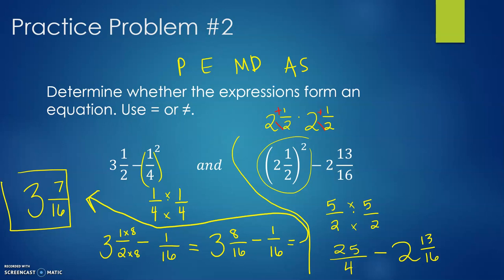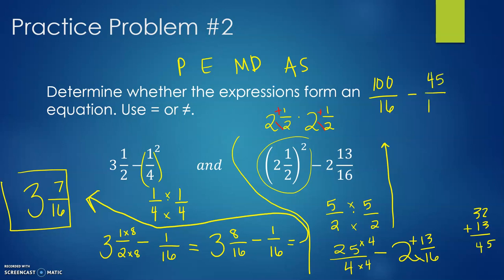I know that I can easily make 25/4 into 16ths multiplying by 4, and I have to also do that on the top. So I'm going to come up here to continue. That's going to be 100/16 because 25 times 4 is 100 and 4 times 4 is 16. And then I'm going to make this improper. Remember that you do 16 times 2, that's 32, and then you add 13. That is 45. So I'm subtracting 45/16.